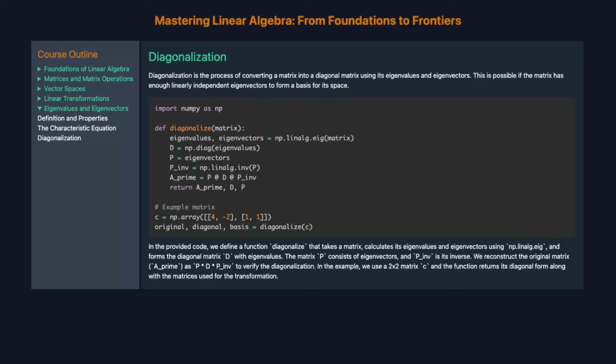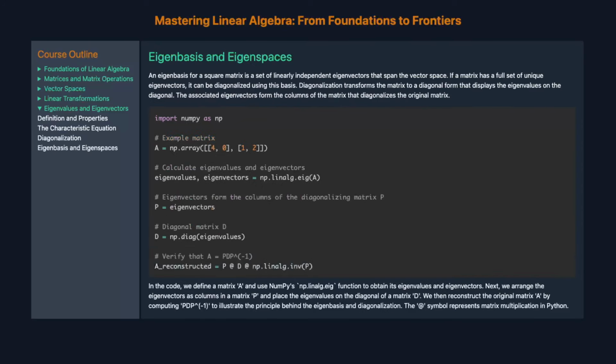In the provided code, we define a function diagonalize that takes a matrix, calculates its eigenvalues and eigenvectors using np.linalg.eig, and forms the diagonal matrix D with eigenvalues. The matrix P consists of eigenvectors, and P_inv is its inverse. We reconstruct the original matrix A' as P D P_inv to verify the diagonalization. In the example, we use a 2x2 matrix C, and the function returns its diagonal form along with the matrices used for the transformation.